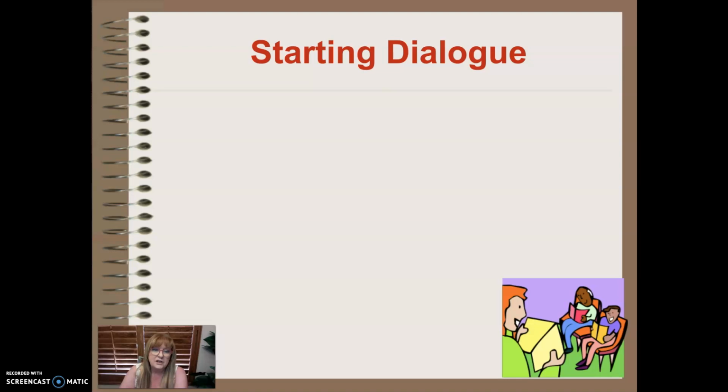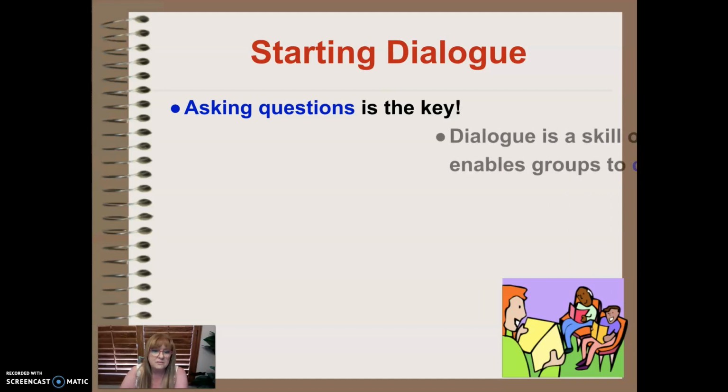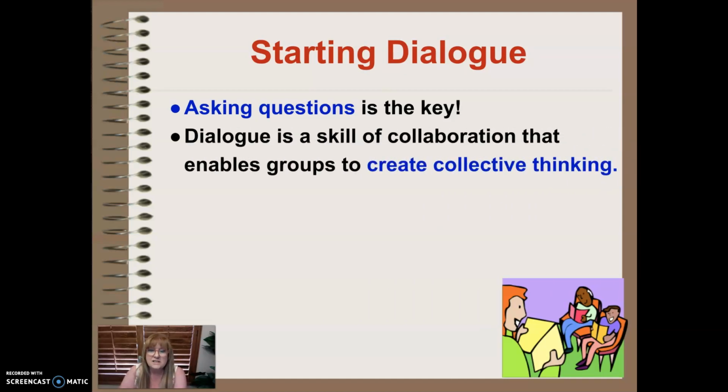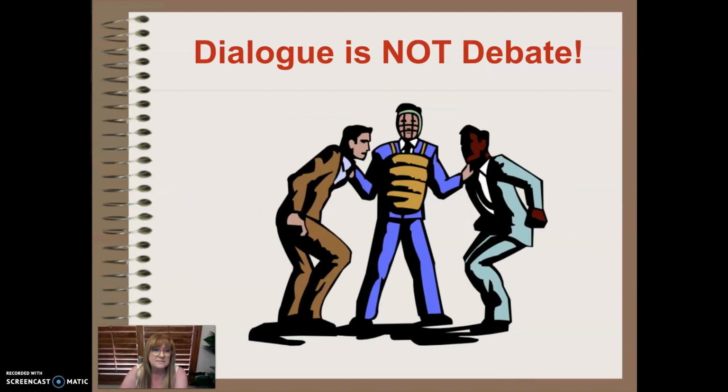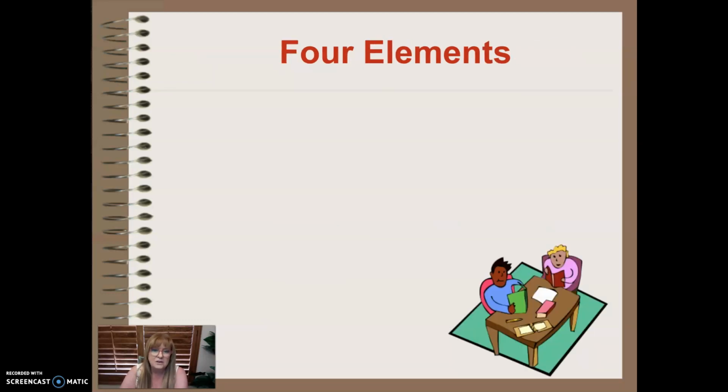So starting our dialogue. Asking questions is the key, and that's what we'll start with. Dialogue is a skill of collaboration that enables groups to create collective thinking. The most productive discourse will flow back and forth from one to the other, from inquiry to advocacy. So dialogue is not a debate. We're not arguing here, folks. Everybody's entitled to their opinion.